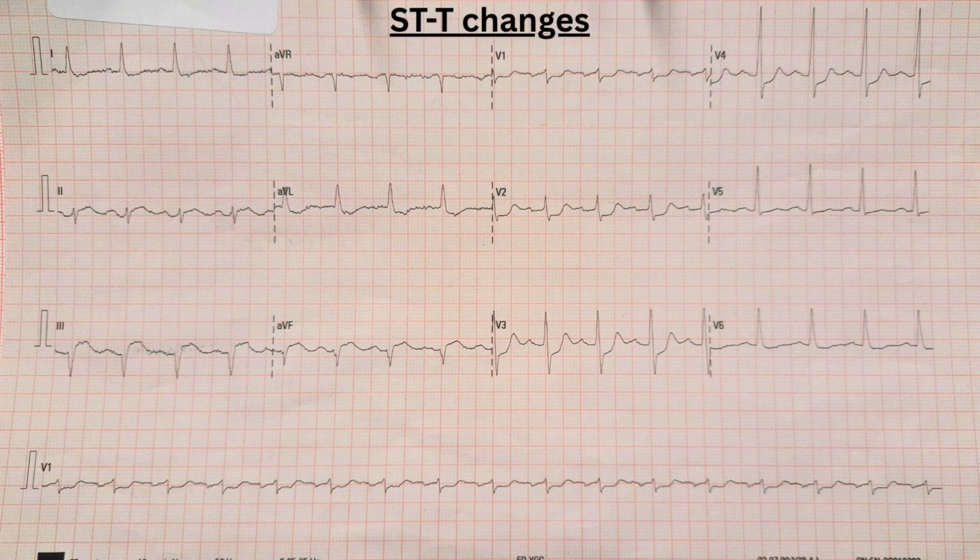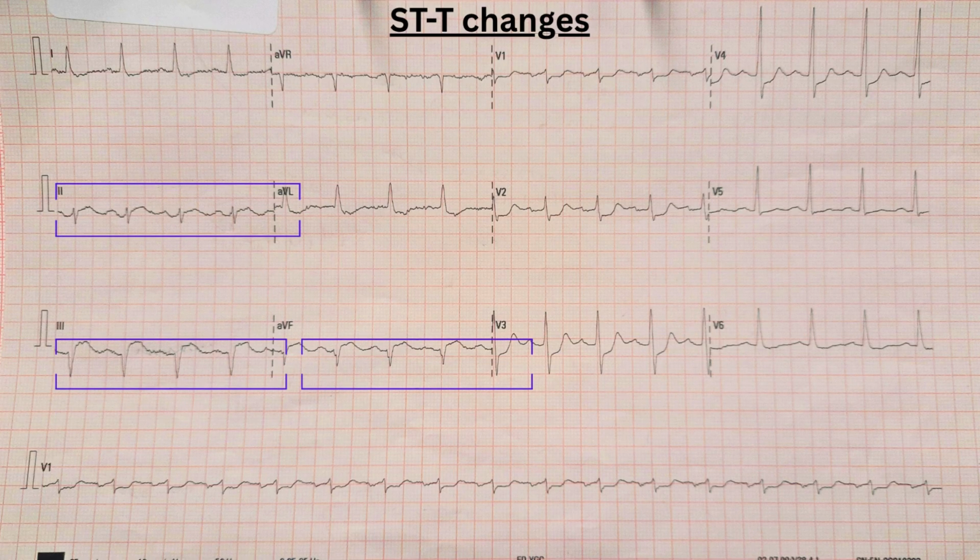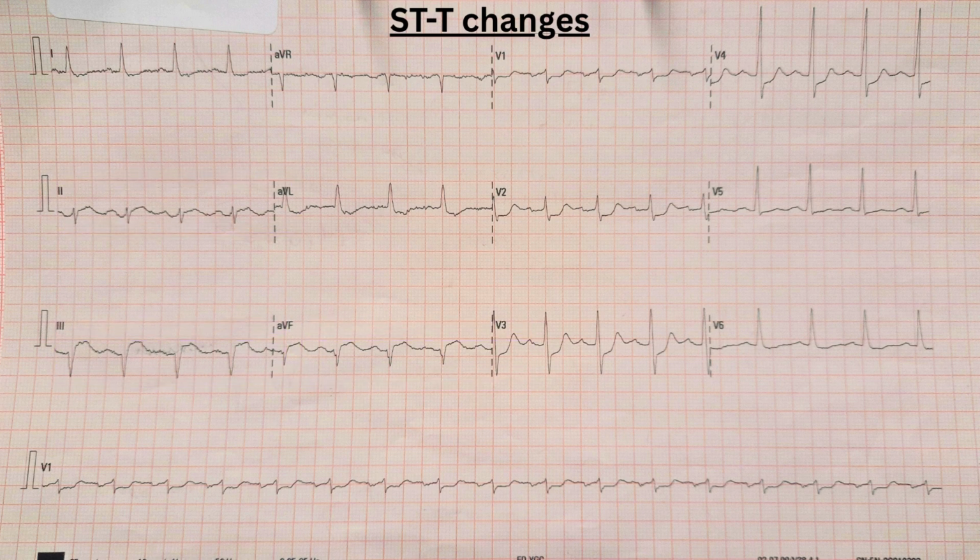Step 7, ST-T changes. This is where the action is. Let's look closely. There is ST segment elevation in leads 2, 3 and aVF. There's about 1 mm elevation in lead 2 and about 2 mm in leads 3 and aVF. These findings strongly suggest an inferior wall myocardial infarction.